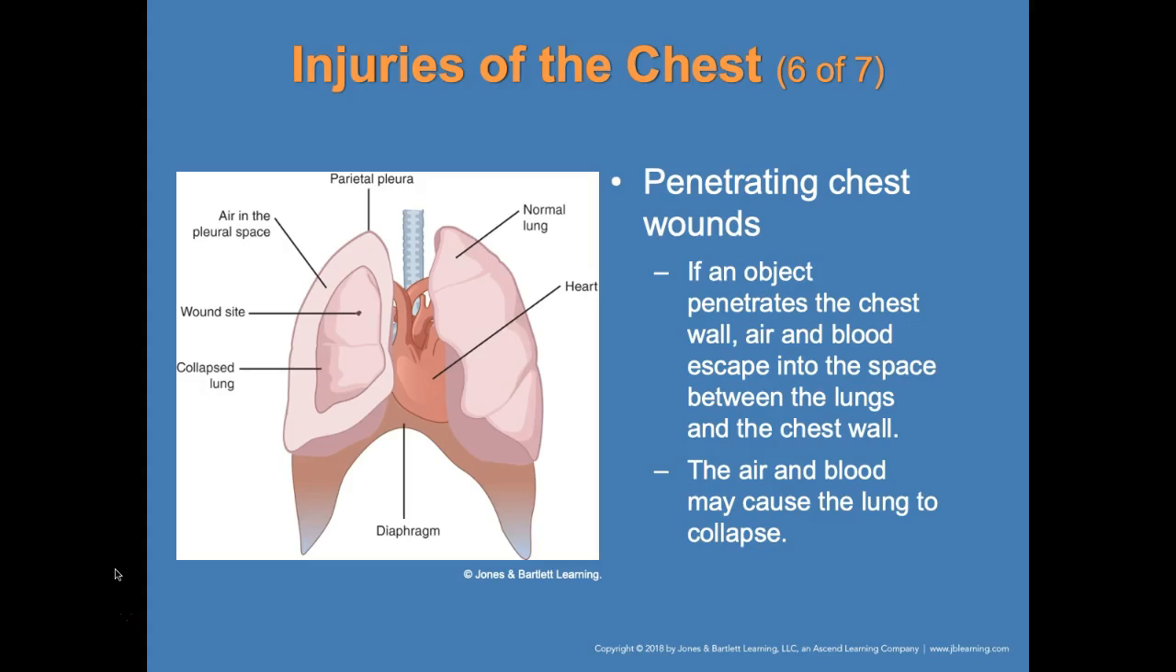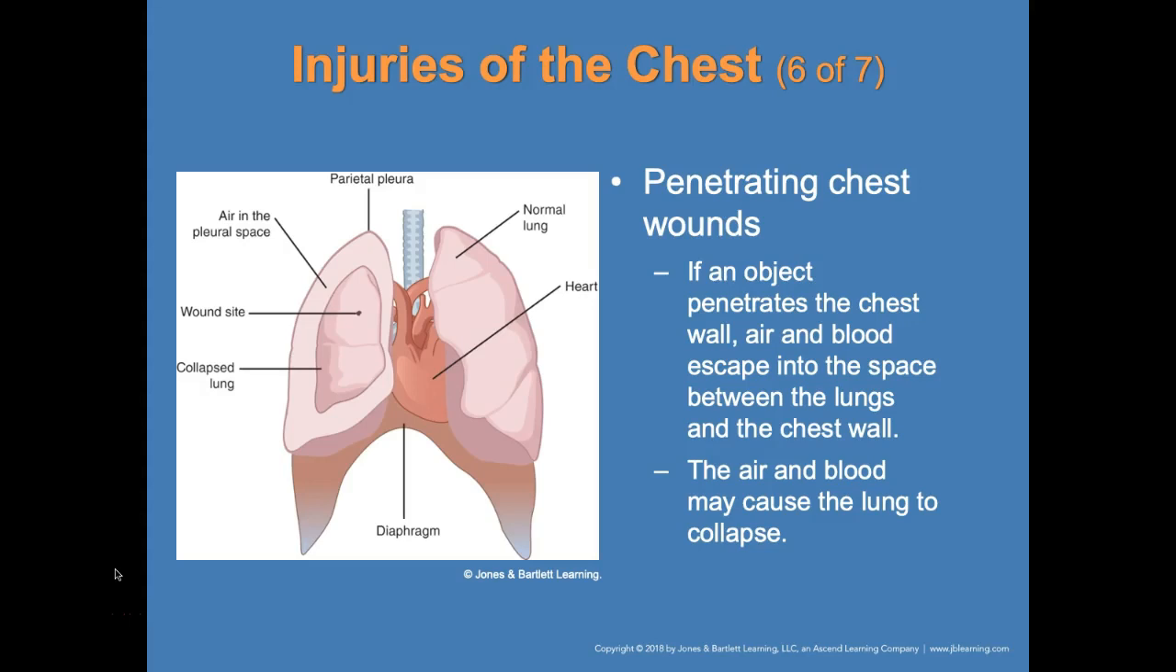Penetrating chest wounds. If an object penetrates the chest wall, air and blood will escape into the space between the lungs and the chest wall. There's a space between the inside of the chest wall and where the lungs are. It's called the pleural space. If something penetrates the chest, there's a possibility of air and blood getting into that space, which causes that lung to collapse. Okay?